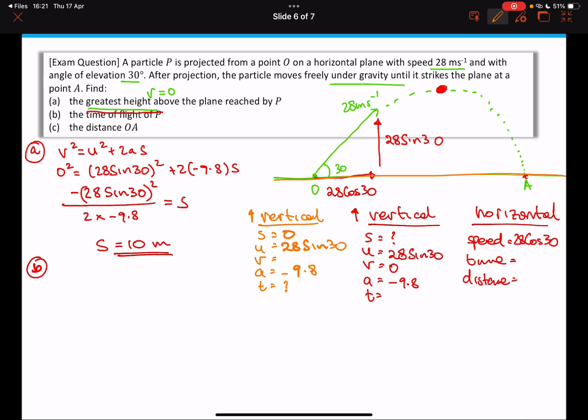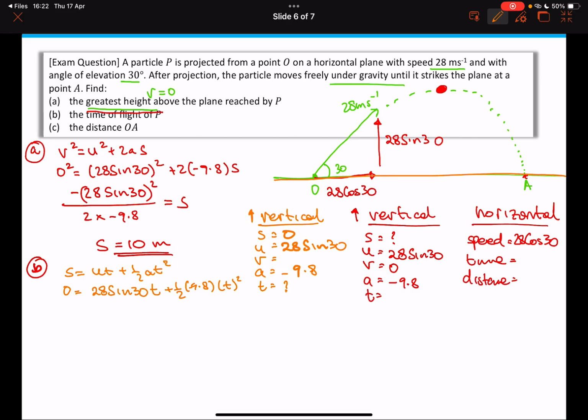So using this information, I need to form an equation that allows me to calculate the time that does not involve the final velocity. We've been through something very similar earlier on, and that would be s equals ut plus a half at squared. So in this case, that becomes 0 is equal to 28 sin 30 t plus a half times minus 9.8 t squared.